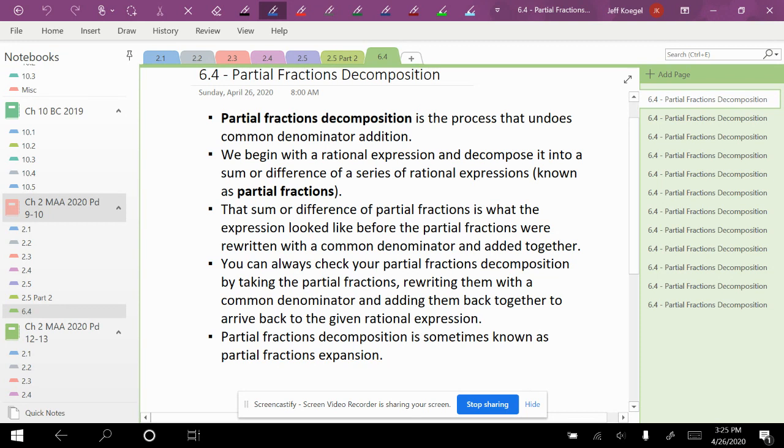We begin with a rational expression and decompose it into a sum or difference of a series of rational expressions known as partial fractions. That sum or difference of partial fractions is what the expression looked like before the partial fractions were rewritten with a common denominator and added together. You can always check your partial fractions decomposition by taking the partial fractions, rewriting them with a common denominator, and adding them back together to arrive back at the given rational expression. Partial fractions decomposition is sometimes known as partial fractions expansion.